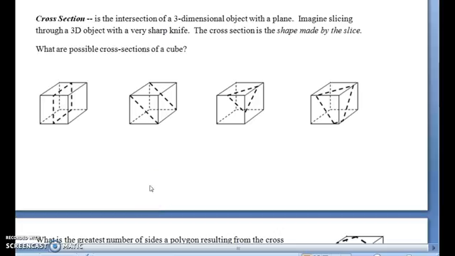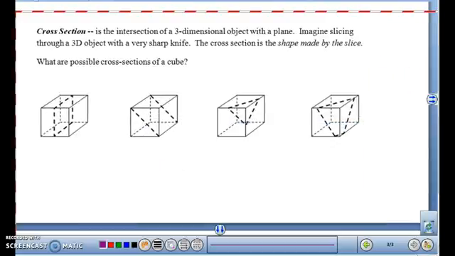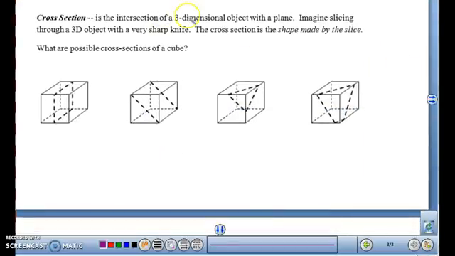The other topic we're going to talk about today is cross-sections. A cross-section is the intersection of a 3-dimensional object with a plane. Remember, a plane is a flat surface. I think of it as, imagine slicing through a 3-dimensional object with a very sharp knife. The cross-section is the shape made by the slice. That's what a cross-section is.